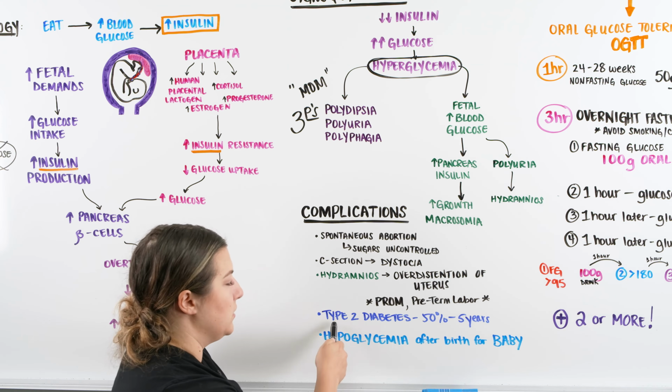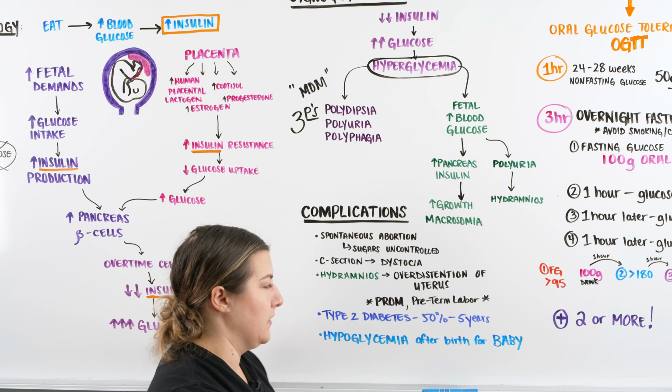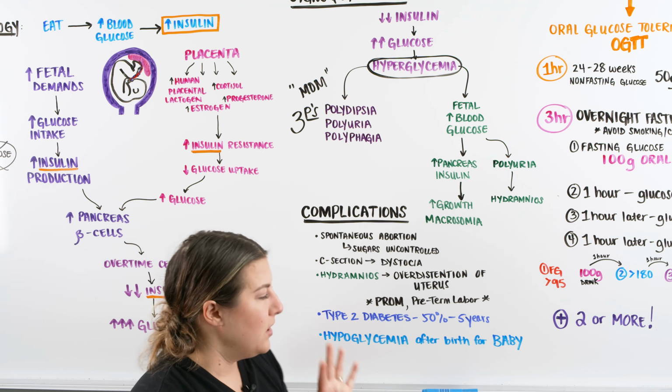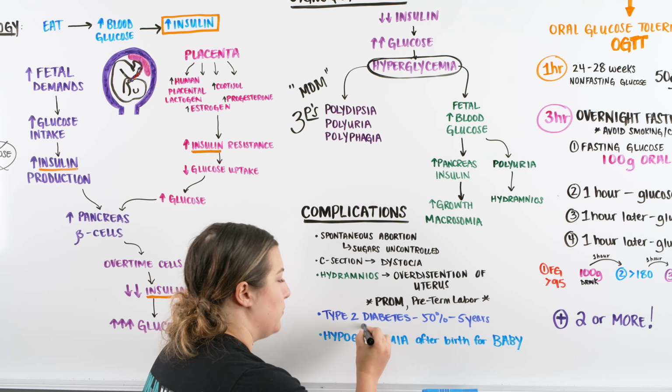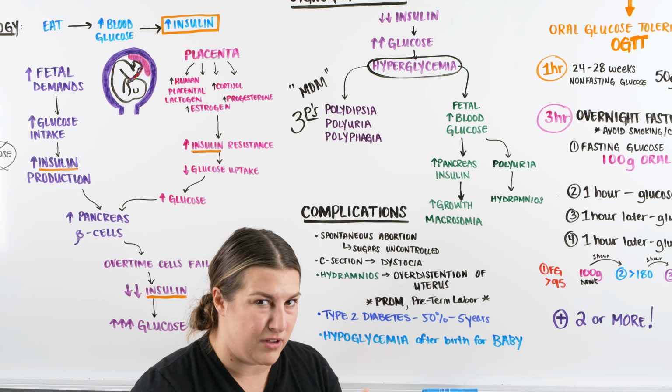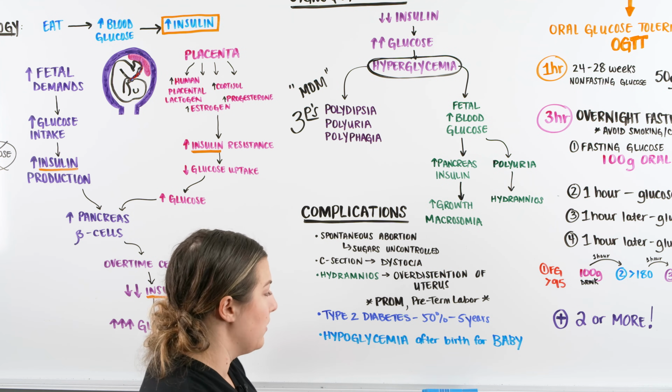There's also the chance for mom to develop type 2 diabetes down the line. They say around 50%, can be more, can be less, but just understand there is an increased risk of developing type 2 diabetes approximately 5 years after you give birth.